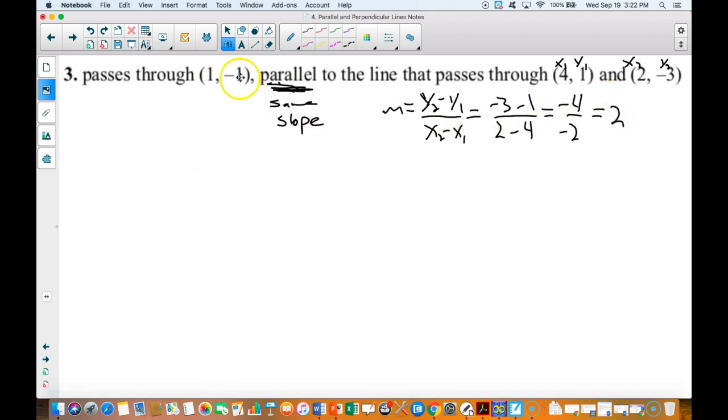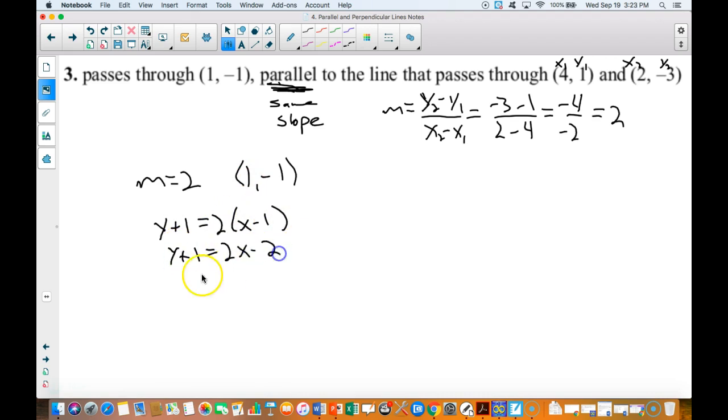We have our slope, we have our point. So m equals 2. I want it to go through the point (1, -1). So y minus y1, now here y1 is negative, so that would be y minus a -1, which will be the same as y plus 1, equals 2 times x minus 1. Distribute this 2, we get y plus 1 equals 2x minus 2. Subtract the 1 over, and y equals 2x minus 3. Right, so that's the equation of a line parallel to the line that goes through these 2 points.